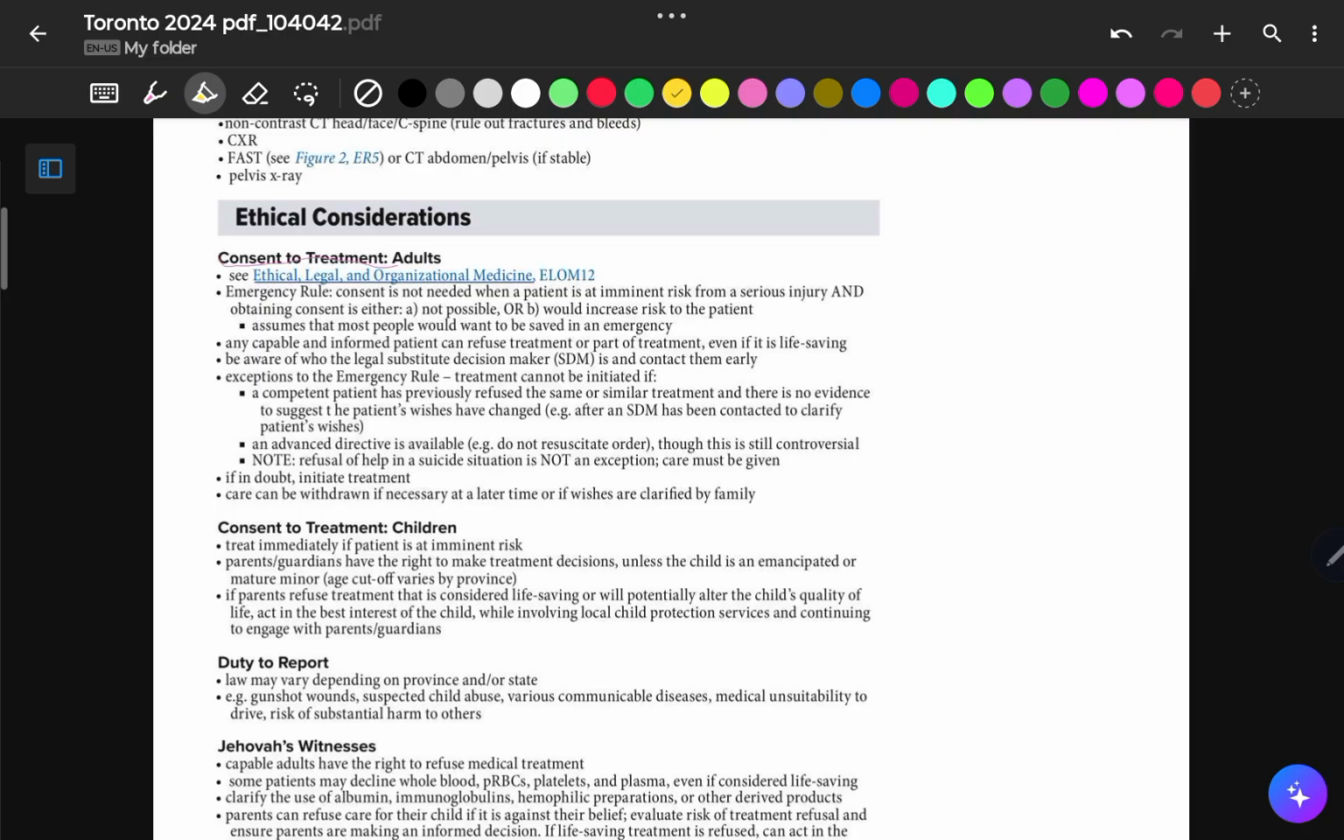Okay. So this one is for adults. So, exception to emergency rule. Treatment cannot be initiated if a competent patient has previously refused the same or a similar treatment and there is no evidence to suggest the patient's wishes have changed. Okay.